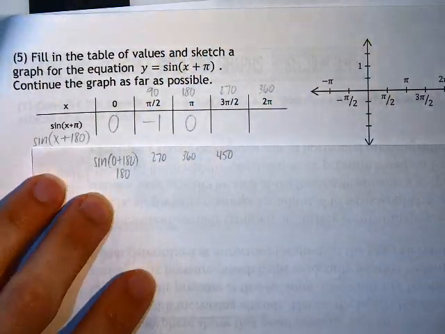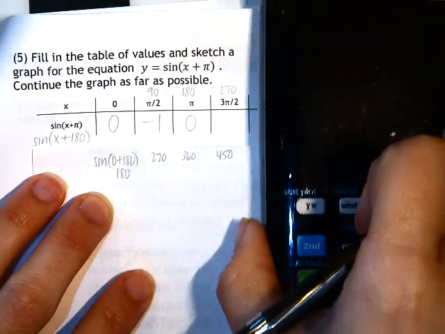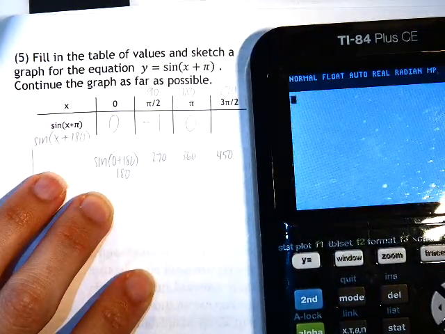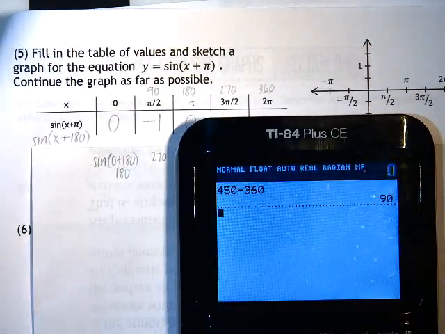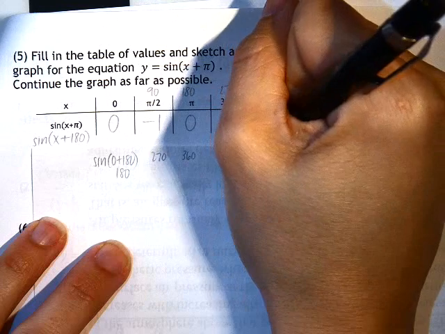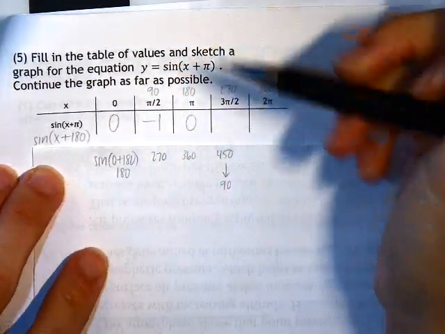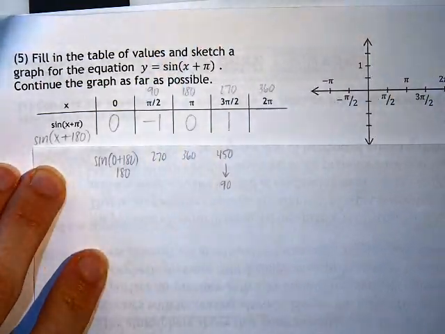And sine 450, now I'm getting into coterminal stuff, so I want to quickly convert that number. 450 minus 360 is 90. Okay, so I'm going to convert that number. And sine of 90 is 1.